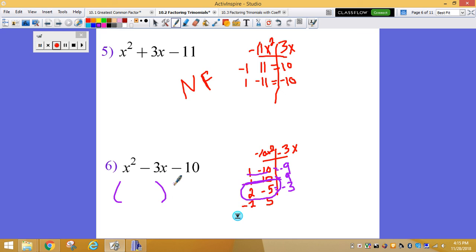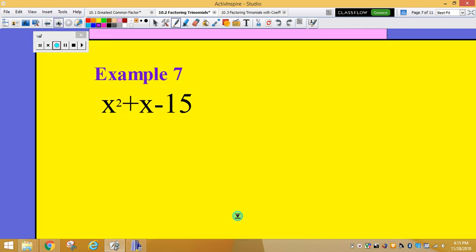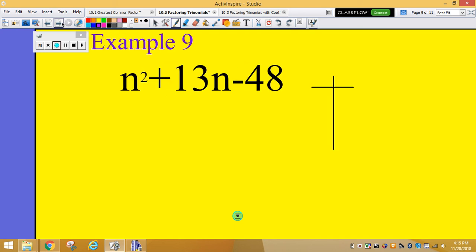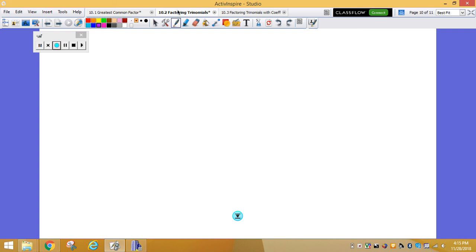So write our answer, 2 parentheses. Split up your x squared into an x and an x, and my answers were a positive 2 and a negative 5. Okay, let's find some more difficult ones. All right, so that's factoring trinomials, regular trinomials.